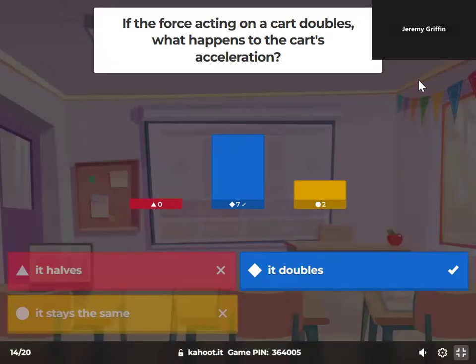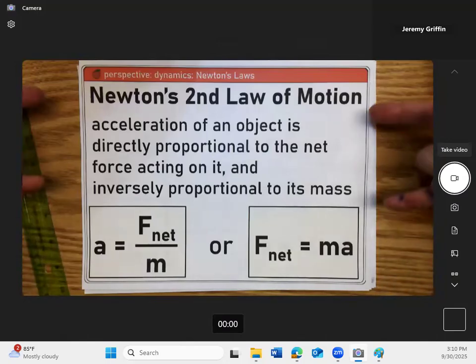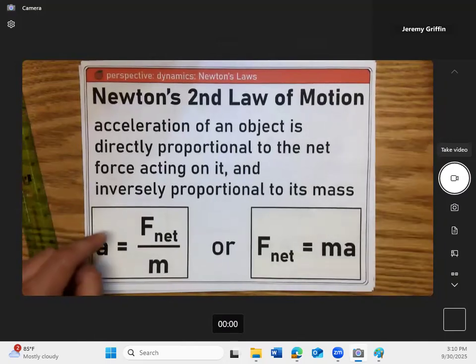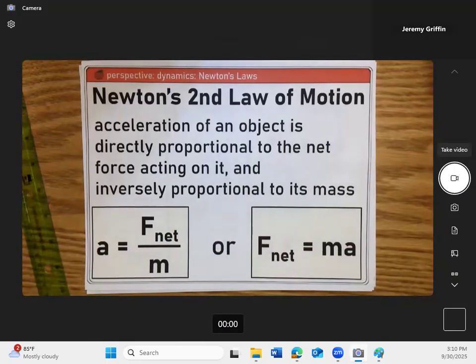So you guys said double, right? Maybe I should have pulled this one out before I even started the Kahoot. This is the theme of the entire Kahoot that we're doing. Acceleration is net force on mass. So if you double the net force, you double the acceleration. You guys got that?